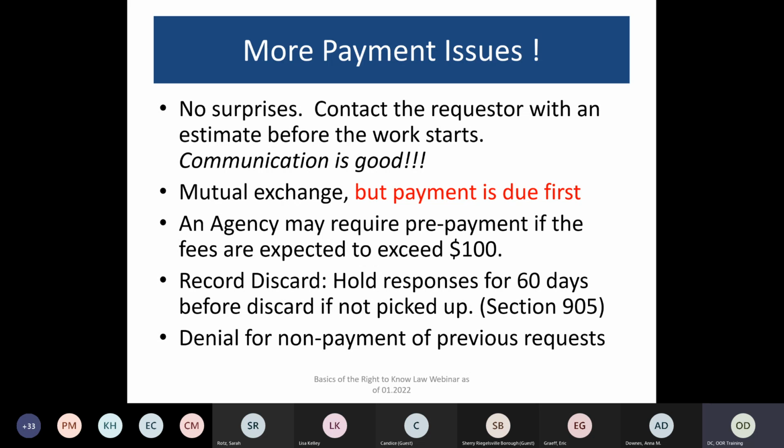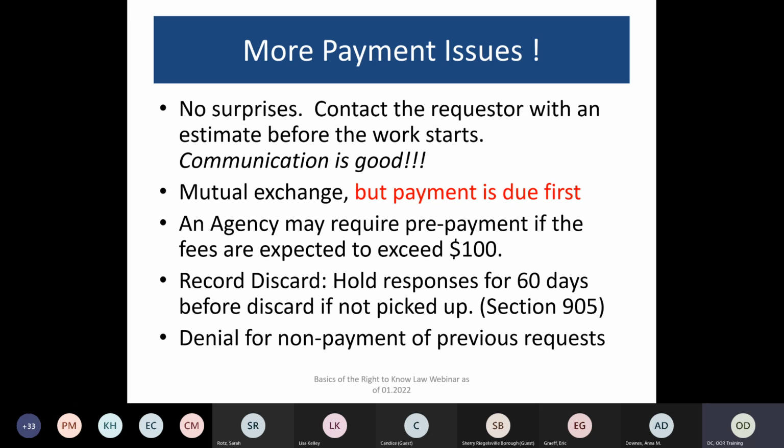They may balk at that and say, no, I'm not willing to pay that. I thought this was all free. Well, that way you save yourself a lot of time and copy expense, and you don't get stiffed for that $30 that they otherwise would have owed you. Okay. Communication is good.